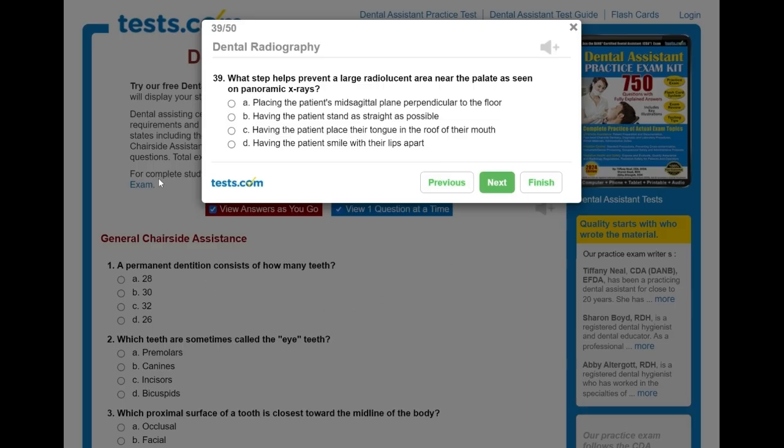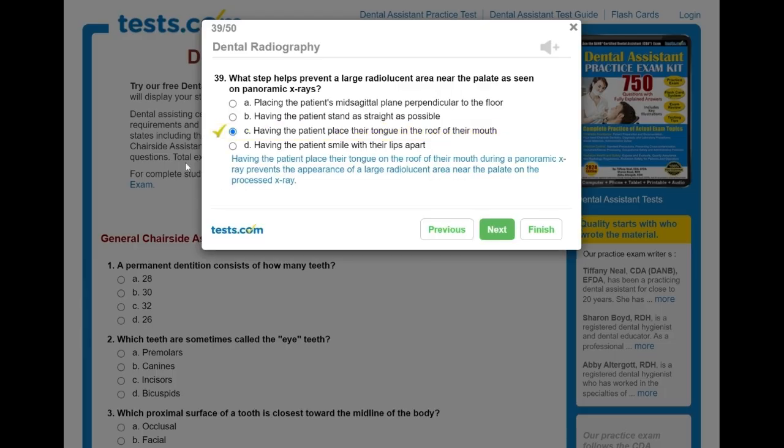Question 39. What steps help prevent a large radiolucent area near the palate as seen on panoramic X-rays? A. Placing the patient's mid-sagittal plane perpendicular to the floor. B. Having the patient stand as straight as possible. C. Having the patient place their tongue in the roof of their mouth. D. Having the patient smile with their lips apart.